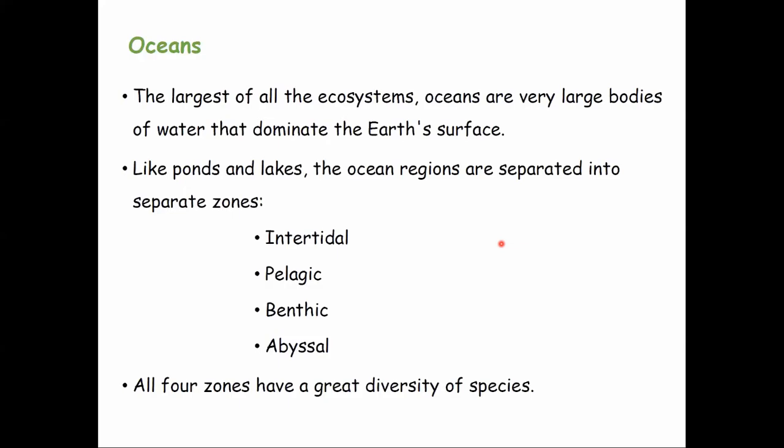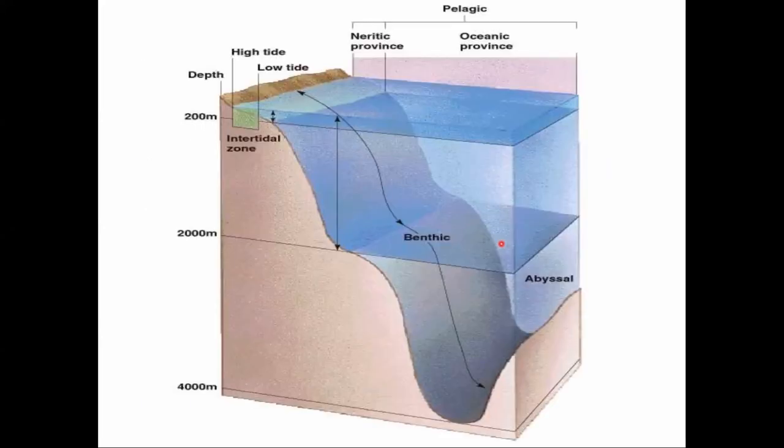Like ponds and lakes, the ocean also has regions, and those are separated into zones. They are categorized into four zones, though some scientists categorize them into five zones. We will discuss it as four zones: intertidal zone, pelagic zone, benthic zone, and abyssal zone. All four zones have a great diversity of species. We'll see them one by one.